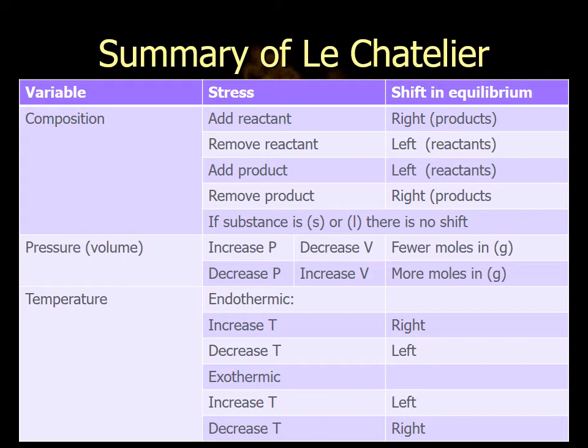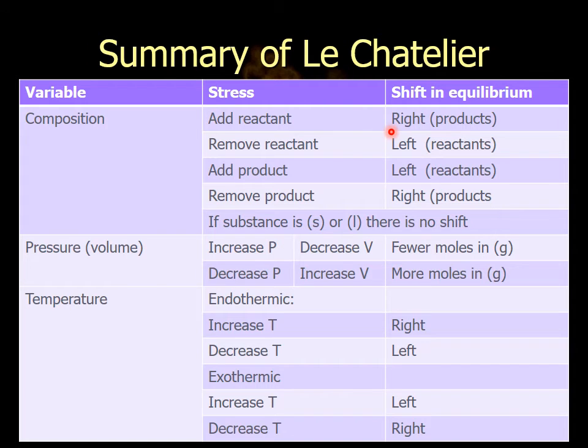So we've run briefly through the 3 different things you can do to upset a system of equilibrium: change its composition, change its pressure or volume, or change the temperature. This chart summarizes all the possible outcomes of playing with those 3 things. So in the composition side, we can do 4 things: add or subtract reactants, or add or subtract products. There are 2 possible outcomes.